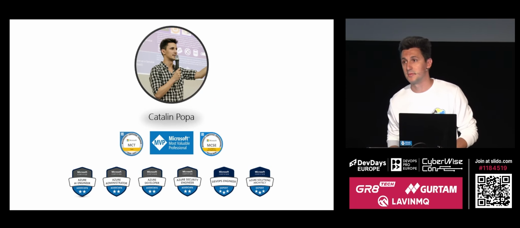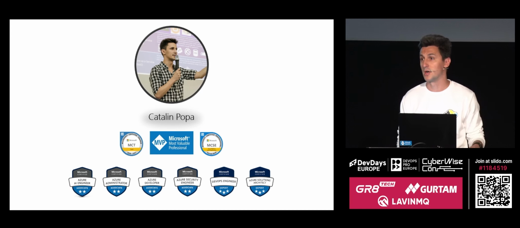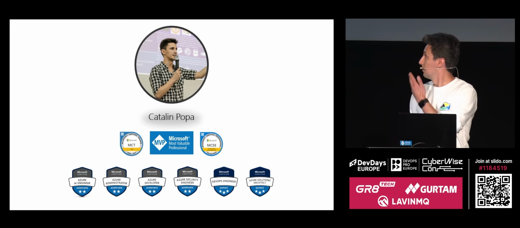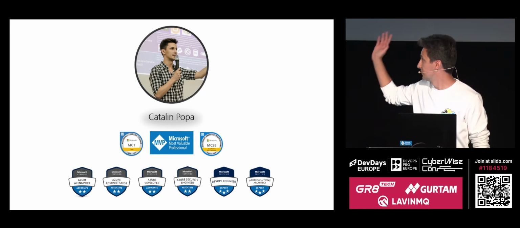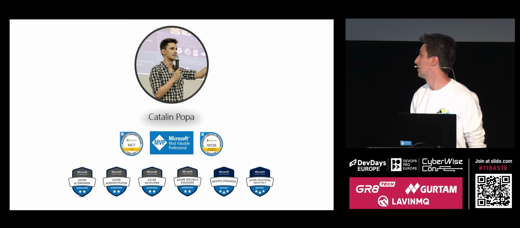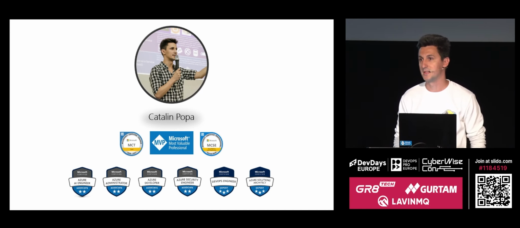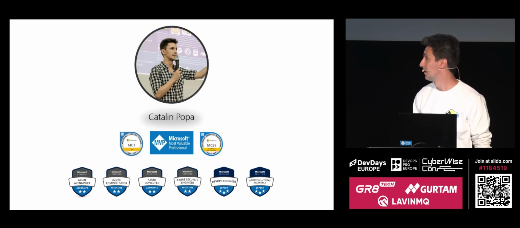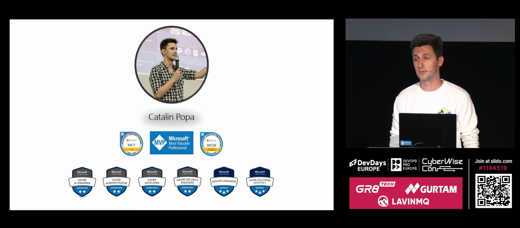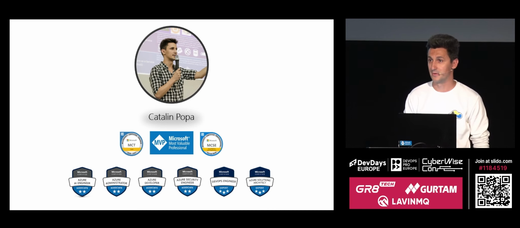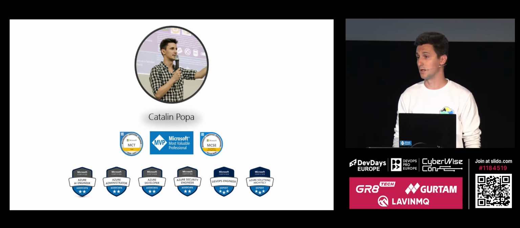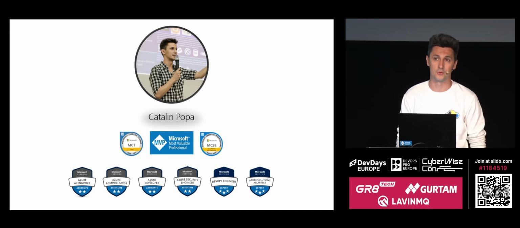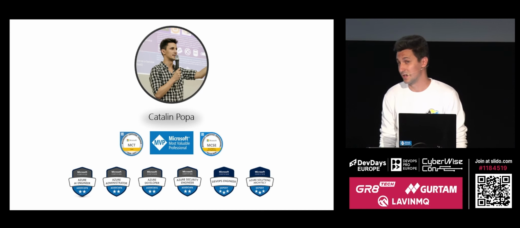Just a few things about me, because you're probably wondering why I'm here and why I'm talking to you. My name is Catalin Popa, and all of those badges and titles that you see are there because I've been working with Microsoft technologies for the past 12 years. That's my whole career, I'm going to be honest. From my very first job up until now, I've been working with Azure and implementing Azure solutions. I'm a consultant, and at this point I'm implementing solutions usually for major enterprises and for governments.